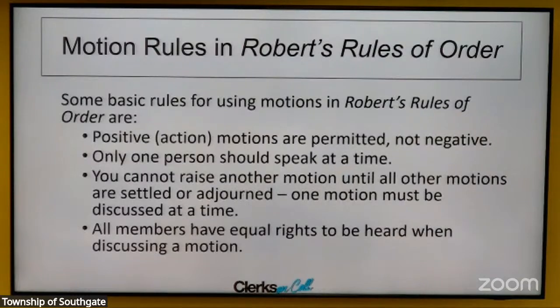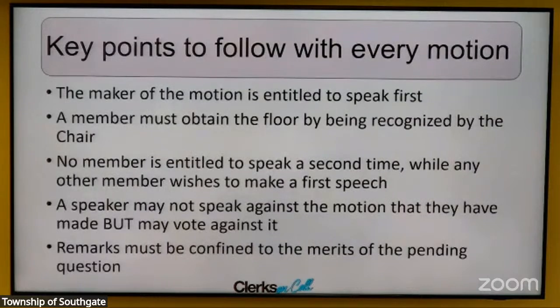Okay, so some of the basic rules for using motions in Robert's Rules of Order are: negative motions really aren't permitted. So you can't say, I think we should not do this, or I move that we don't. You always want to make sure that you word your motions in the positive. Only one person should speak at one time. You cannot raise a new motion until all other motions are settled or adjourned. Only one motion must be discussed at one time. And all members have equal rights to be heard when discussing a motion. So there are key points that you follow with each motion.